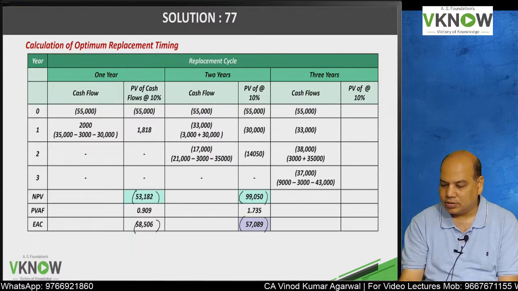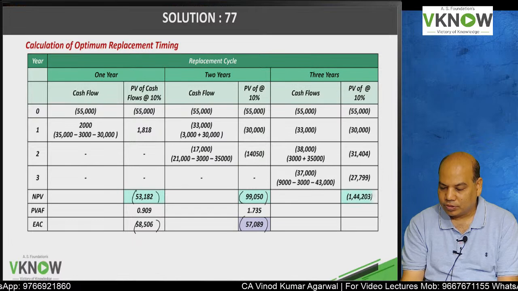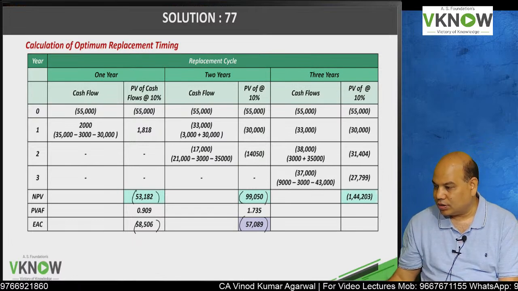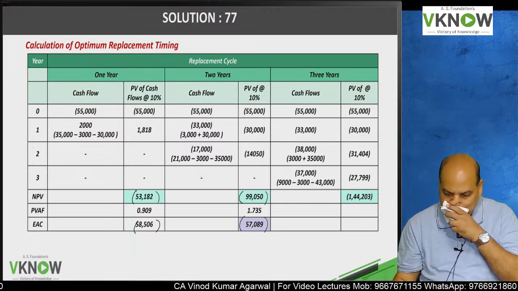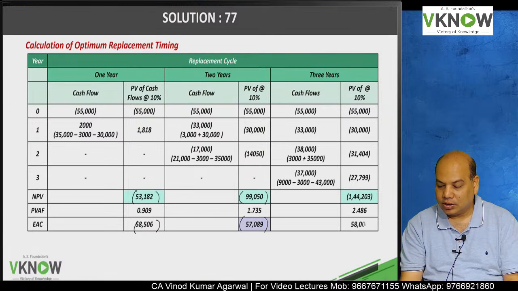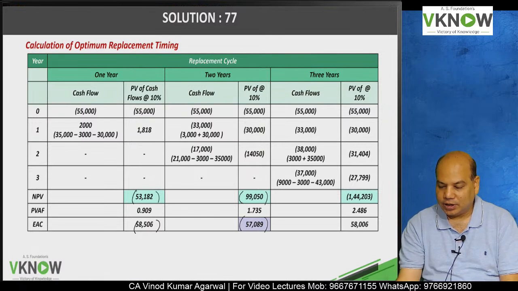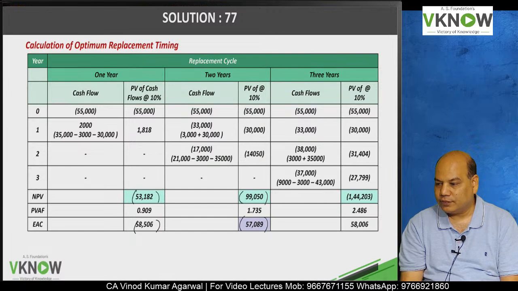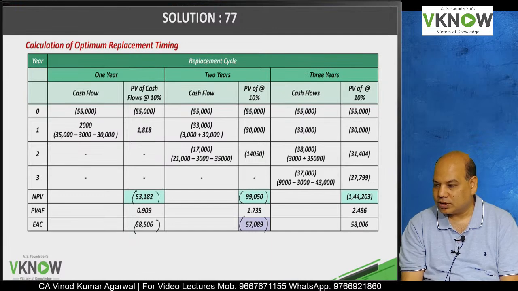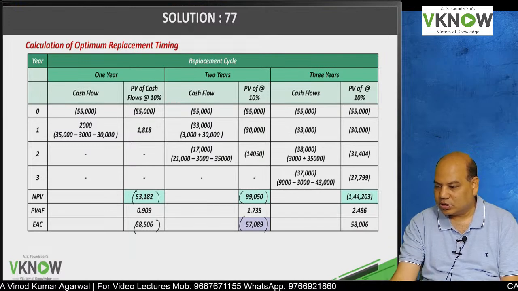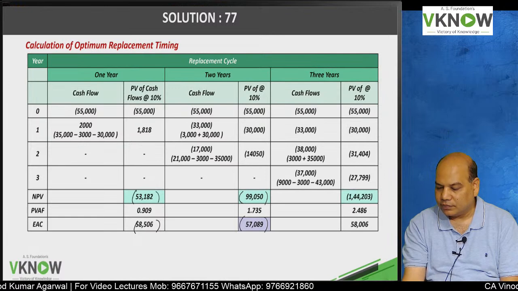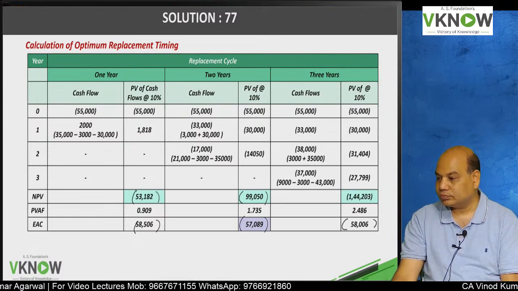So I have received one reply from a student, 144,203, exactly same answer. Very good. 144,203, and then you divide by annuity factor 2.486. You will get 58006. Is it 58006? Please confirm.